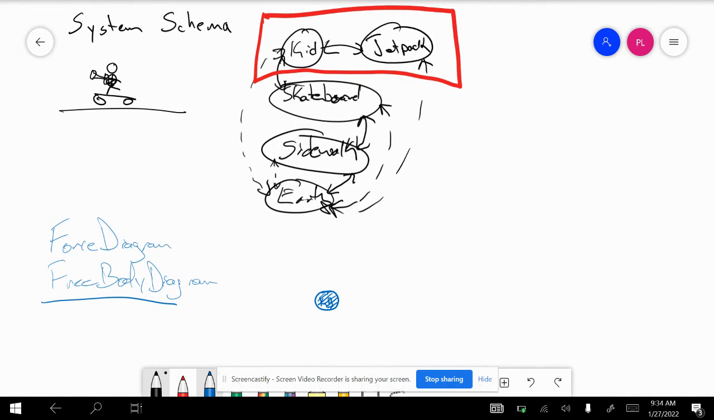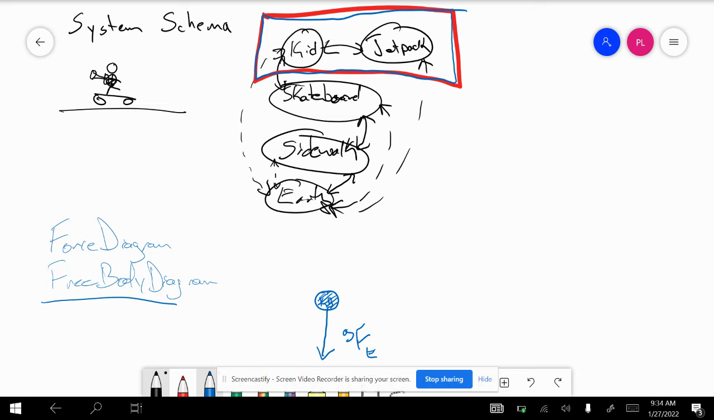And so now what I'm going to do with a free body diagram or a force diagram is I need to then talk about what forces interact with the kid and the jetpack. So that means which things kind of cross through this barrier to interact with the kid and the jetpack. Well, I see this double-headed arrow with the Earth. That means there's a gravitational force, Earth on the kid and jetpack.